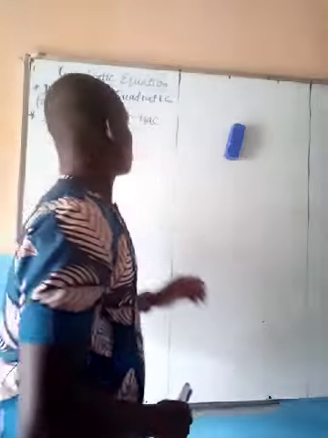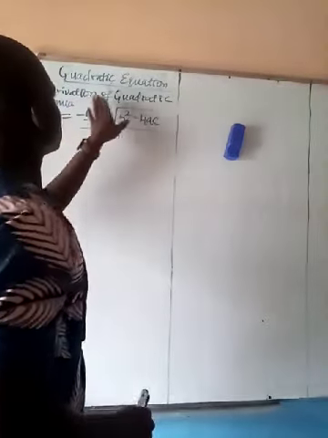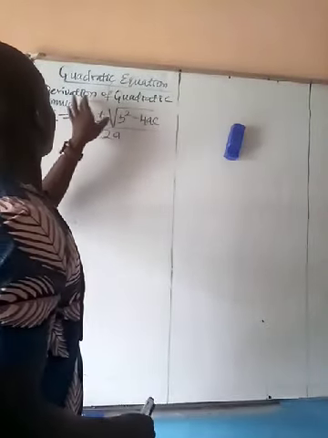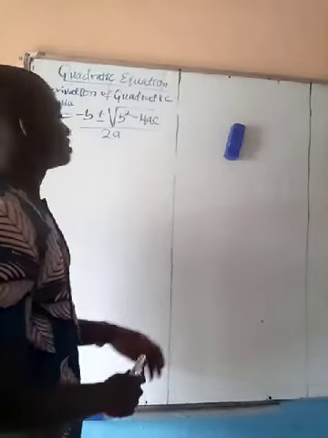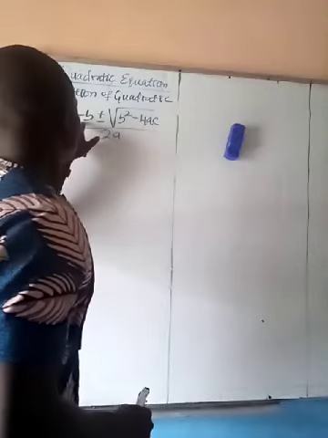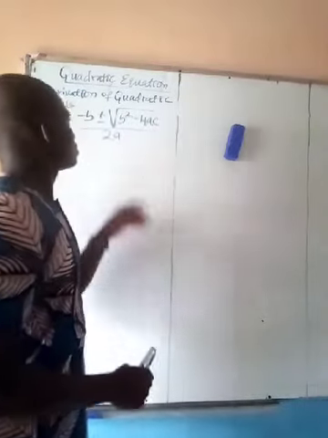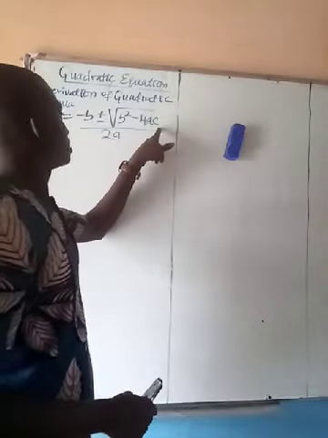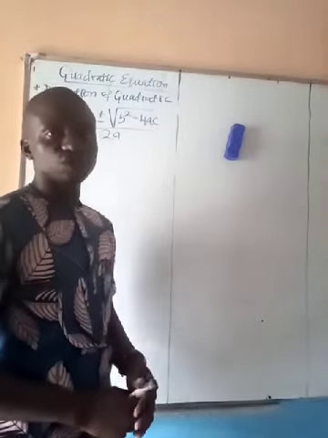In today's video, we are going to consider quadratic equation under the topic of derivation of quadratic formula that says x is equal to minus b plus or minus the square root of b squared minus 4ac over 2a.